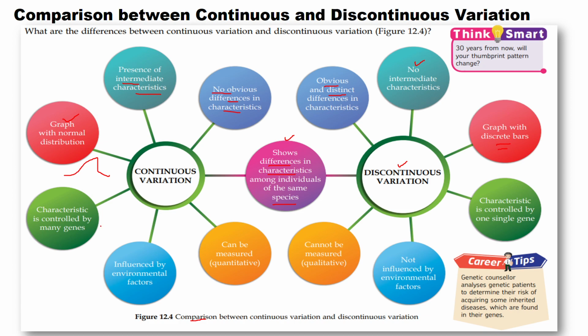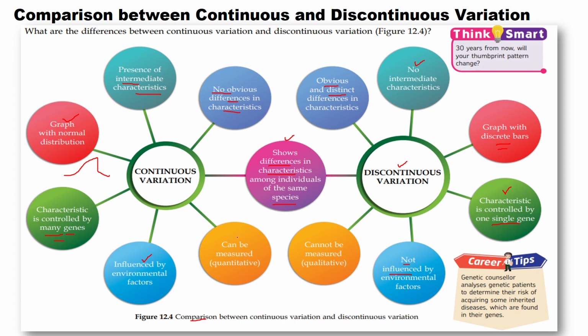Continuous variation, the characteristic is controlled by many genes. But for discontinuous variation, it is controlled by a single gene with 2 or 3 alleles. Next, for continuous variation, examples like height and also weight are influenced by environmental factors. For example, if the person eats too much, overeating, then he or she will put on weight, or the height might be taller as compared to another person who is not having enough food. But for discontinuous variation, the characteristics are not influenced by environmental factors. It is only by genetic factors, for example, the blood group type.